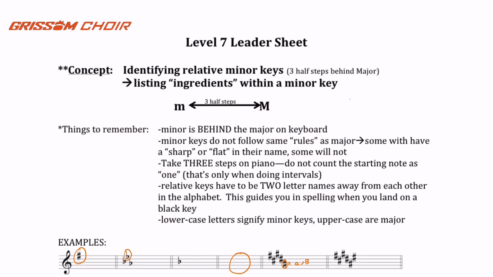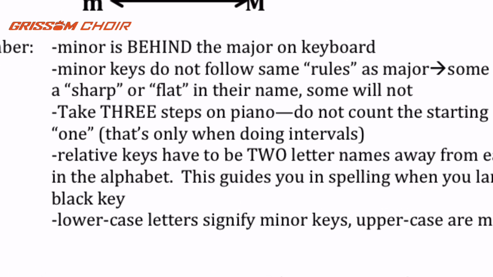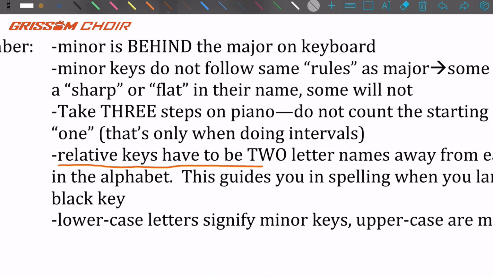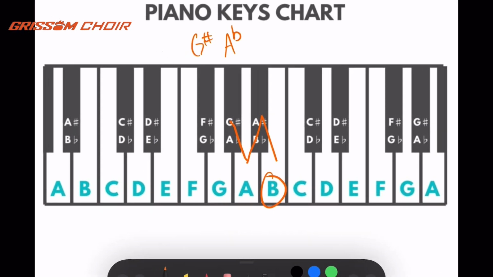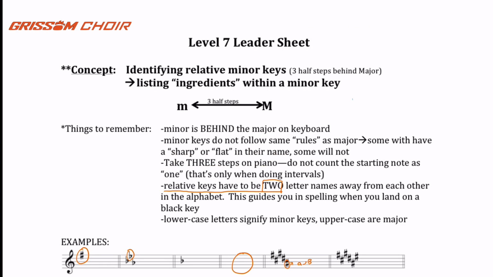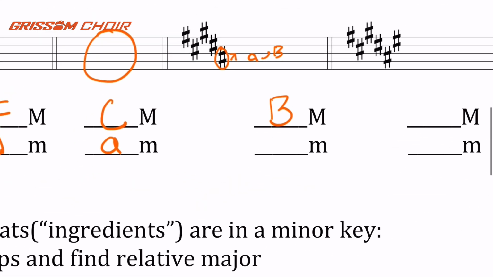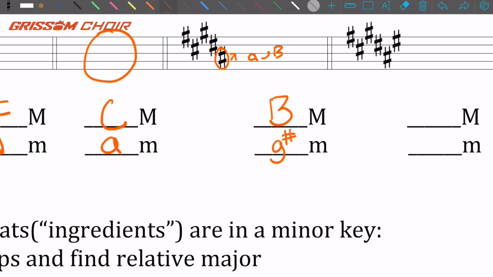But if we remember, one of the things that we were supposed to remember is that the relative minor key has to be 2 letter names away. So if we started on B, we would have to be 2 letter names away, which means that the answer has to be G sharp minor. We could not call it A flat minor because A is right next to B. It has to be 2 letter names away with 1 letter name in between. So the relative minor of B major is G sharp minor.